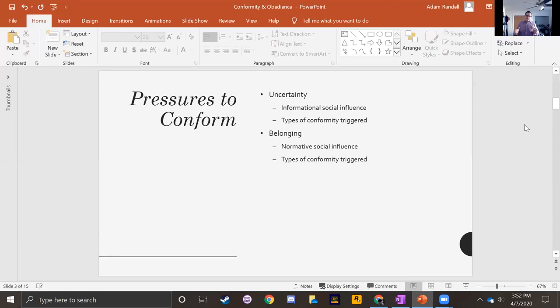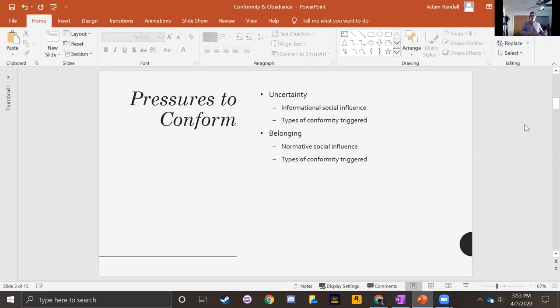Now, the last thing I'll mention, though, is that informational social influence and normative social influence tend to lead to different kinds of conformity. So, for example, informational social influence operates in a vacuum of knowledge, meaning you don't know what the right thing to do is. So you genuinely don't have an attitude. And so you look to other people for guidance about what to do, right? And so you gather what is the right thing to do from others.